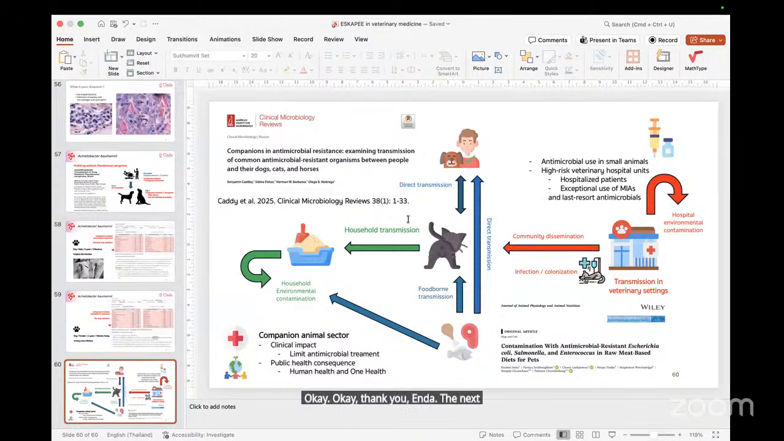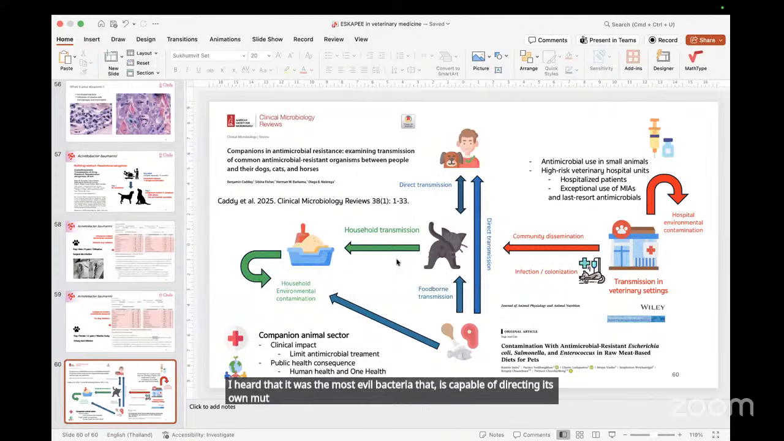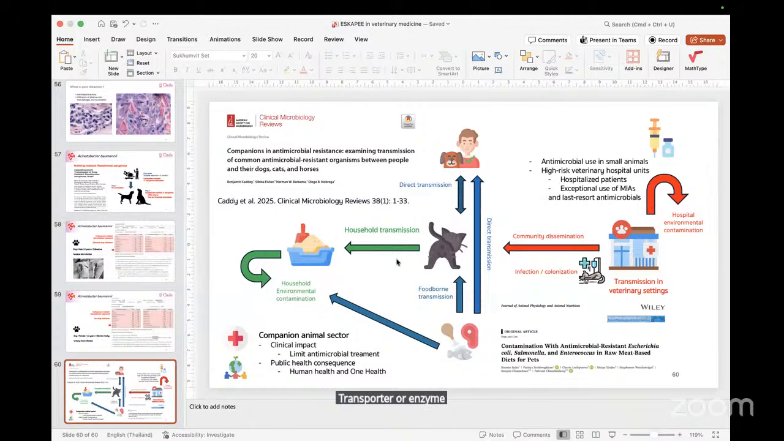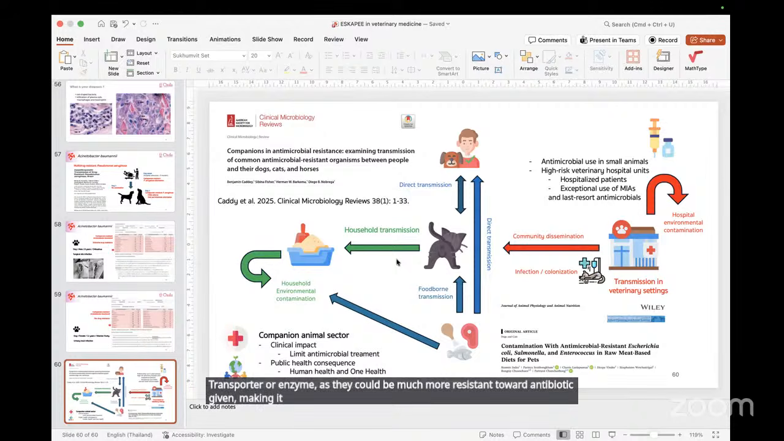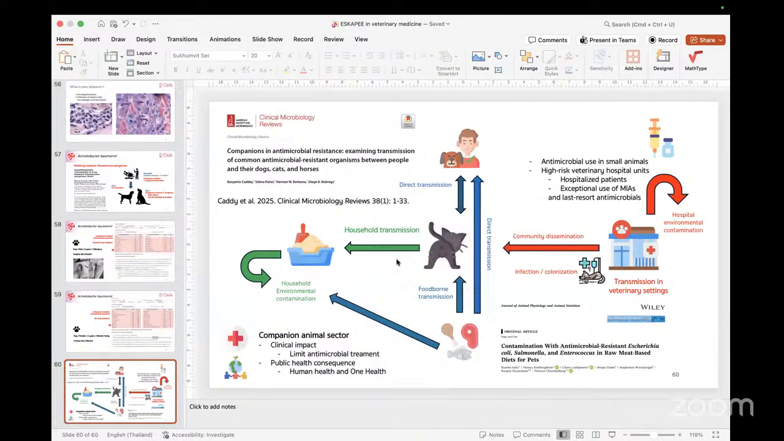The next turn from Amila. I heard that it was the most evil bacteria that is capable of directing its own mutation of a particular gene in order to manufacture a particular type of protein as a transporter or enzyme, as they could be much more resistant toward the antibiotic given, making it adaptive to any type of antibiotic. My question, how exactly do you design antibiotics for bacteria that are able to evolve in such a way?